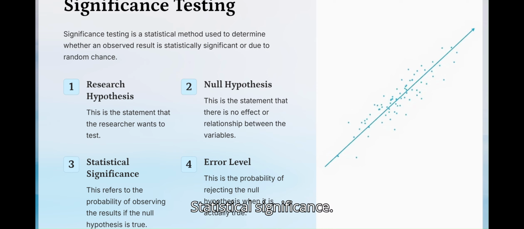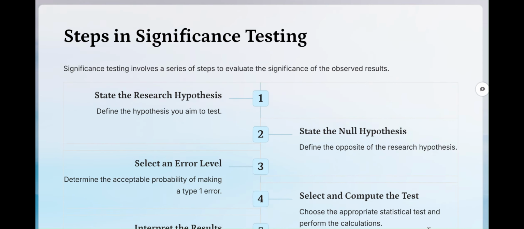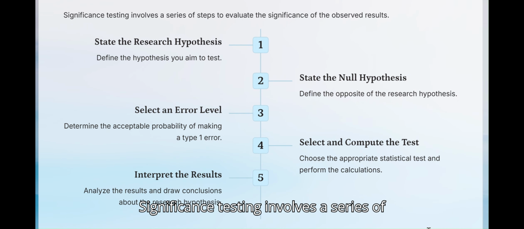Statistical significance. This refers to the probability of observing the results if the null hypothesis is true. Error level. This is the probability of rejecting the null hypothesis when it is actually true. Steps in significance testing. Significance testing involves a series of steps to evaluate the significance of the observed results.